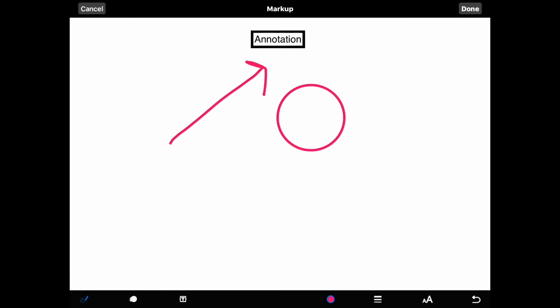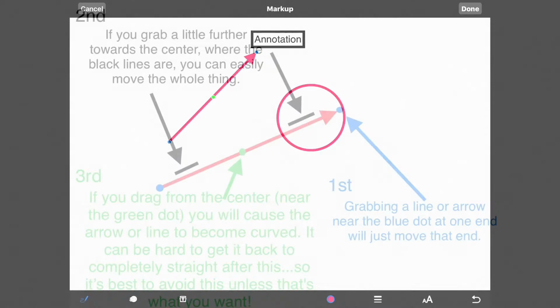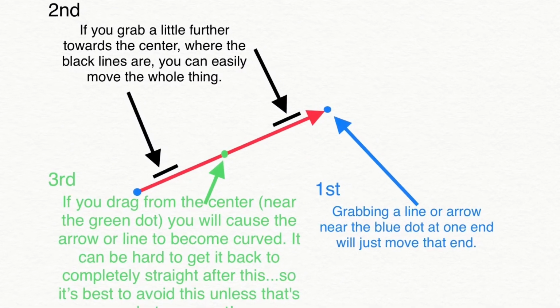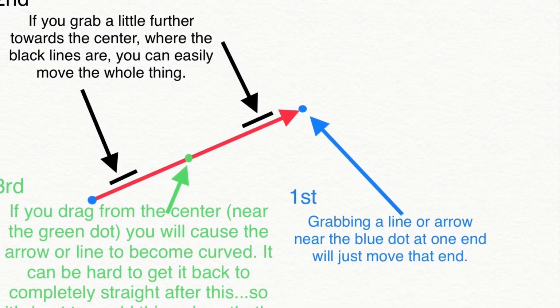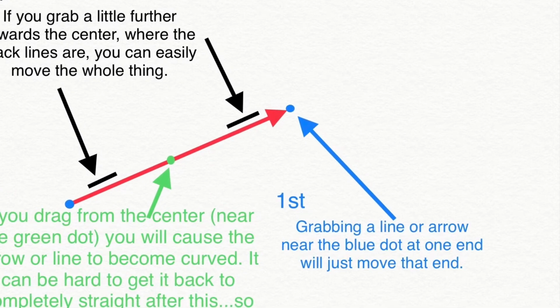So I'm going to create another arrow and make it a perfect arrow. And then I wanted to show you how you can move it around, change the size of it and manipulate it, and keep it as a straight arrow or make it a curvy arrow. To move an arrow or a line and keep it perfectly straight, it's important that you don't grab it near the green dot in the middle. I made this little diagram to demonstrate the 3 different ways that you can move an arrow or a line. This actually applies to iOS 11 markup too.